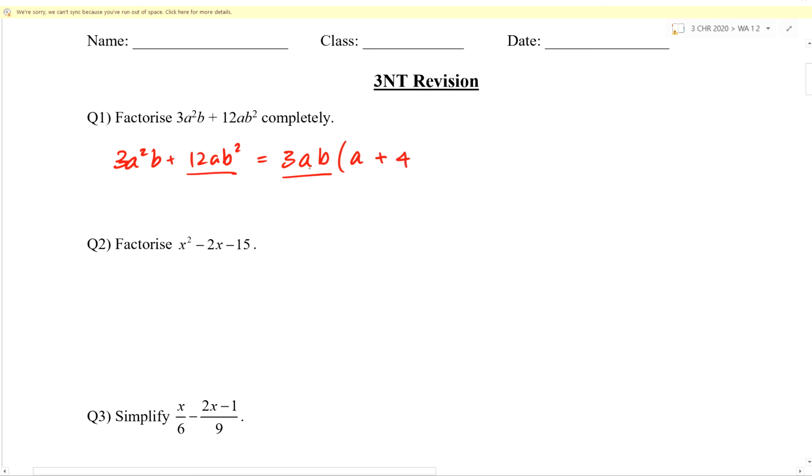A and a, when divided, gives us 1. B squared divided by b leaves us with b. So this is how we do it.